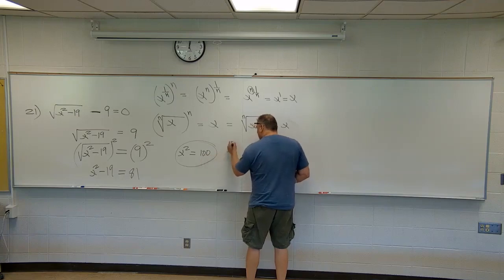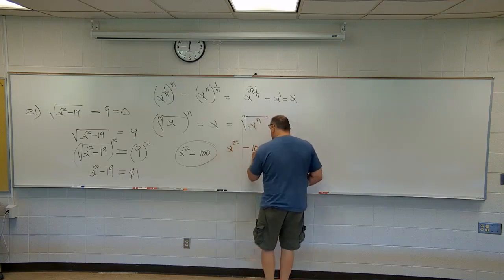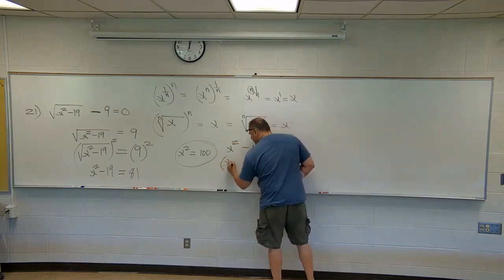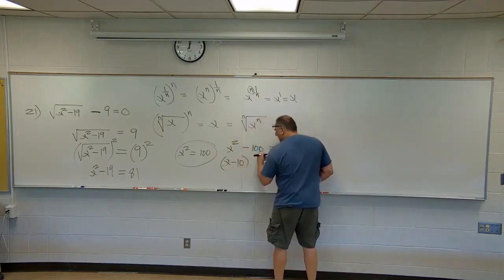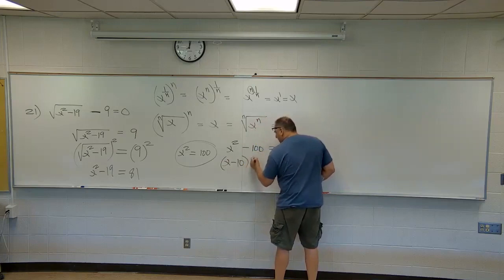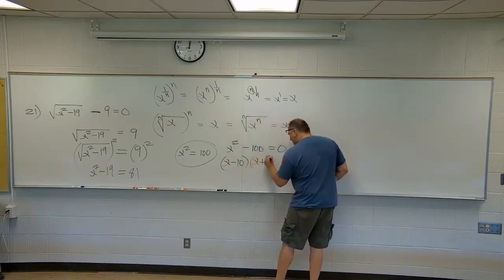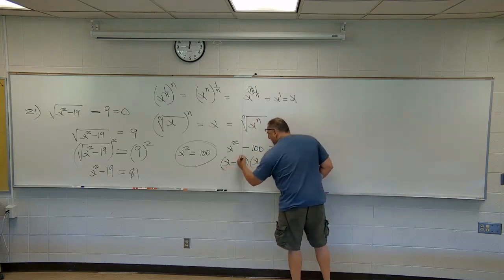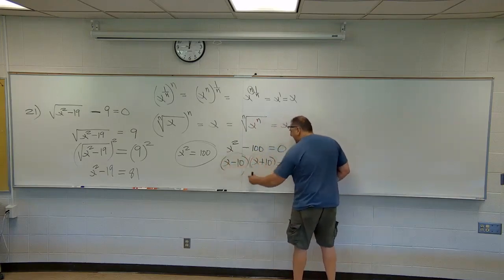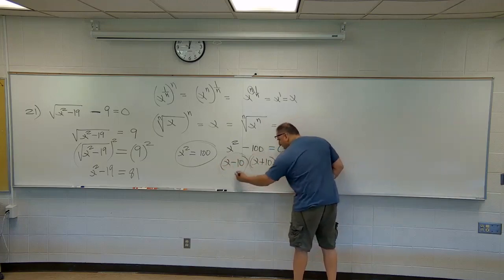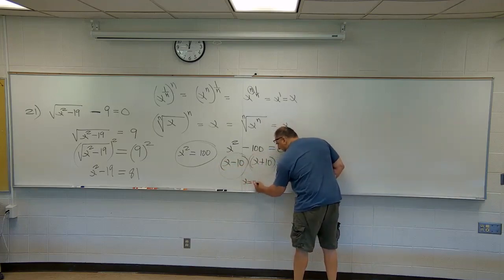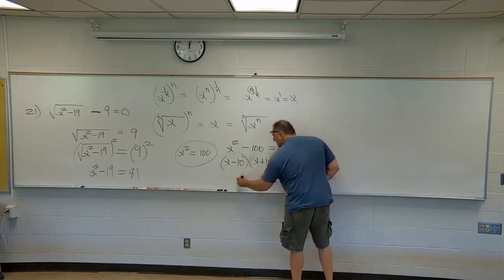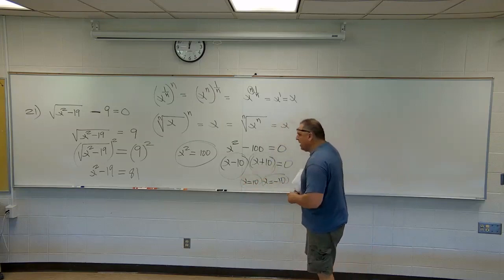You subtract 100 on each side. Can you do a factorization? Isn't that x squared minus 10 squared? Can't you do a difference of two squares? What would make this guy equal to 0? What would make that guy equal to 0? x equals 10 or x equals negative 10 works.